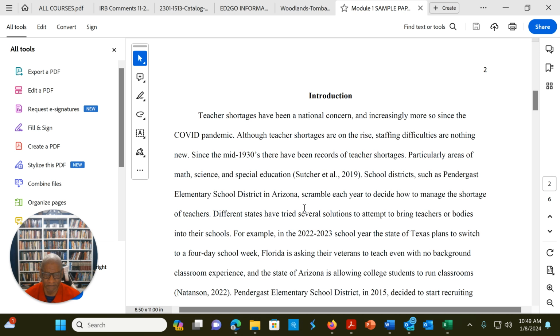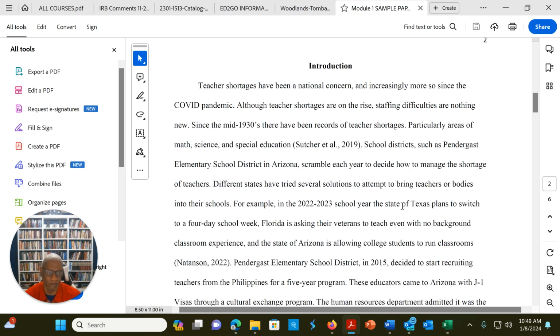Okay, so for your Module 1 paper, and I know I covered a lot of this in the announcement video, but I still want to emphasize something to you, and this is very important. Just a few tips real quick.